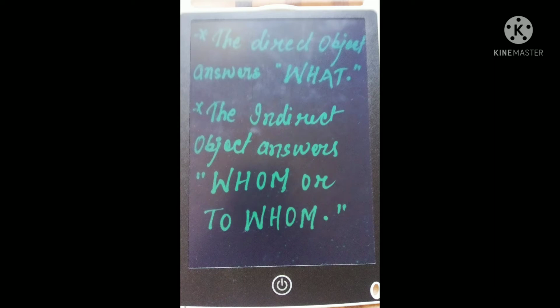Now we are coming to the indirect object. The indirect object will answer whom or to whom. So once again we take the same example: my father gave me a cup of tea. So whom did the father give, or to whom did the father give? The father gave to me. So here me will be your indirect object.